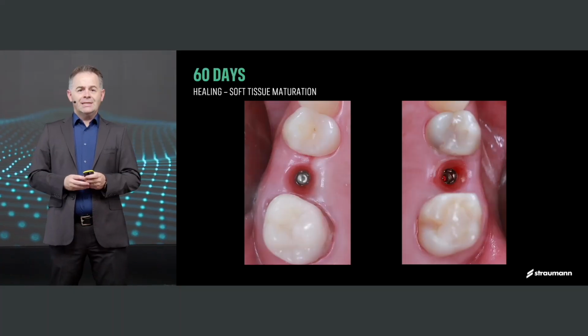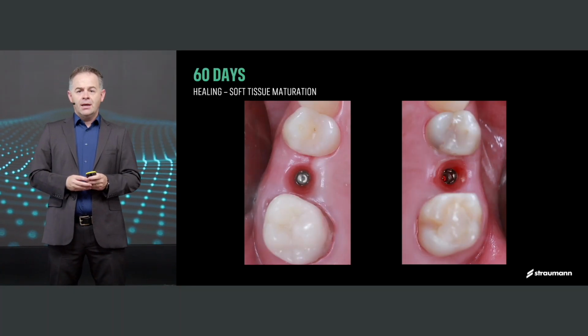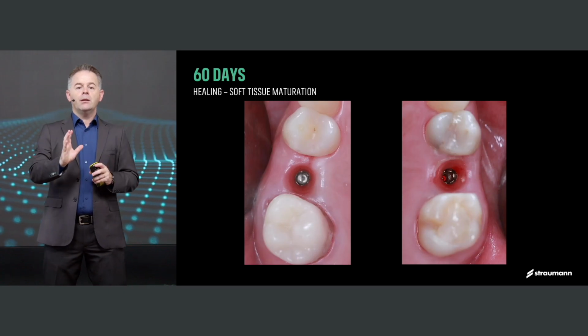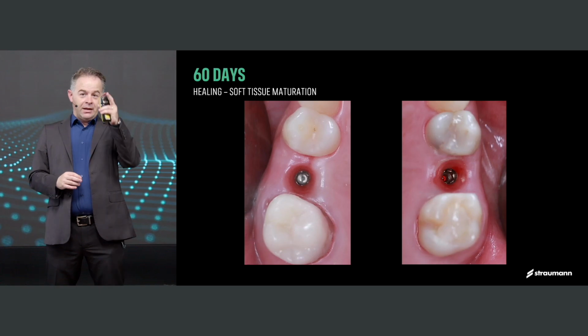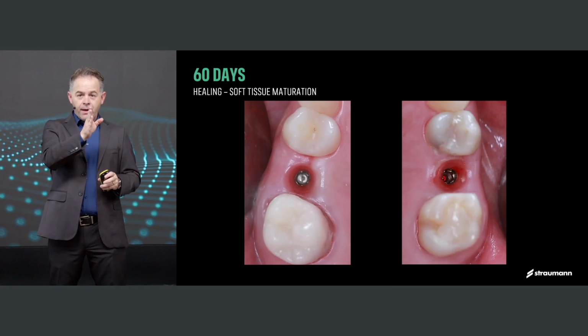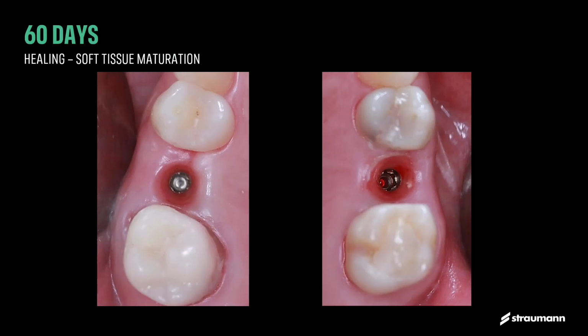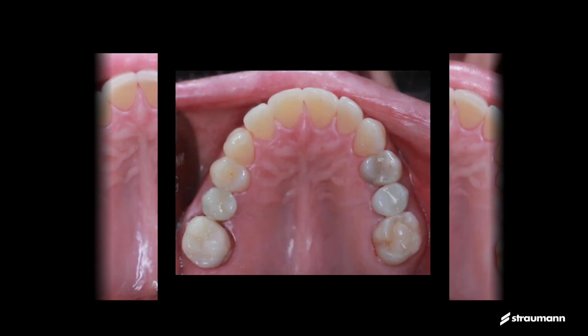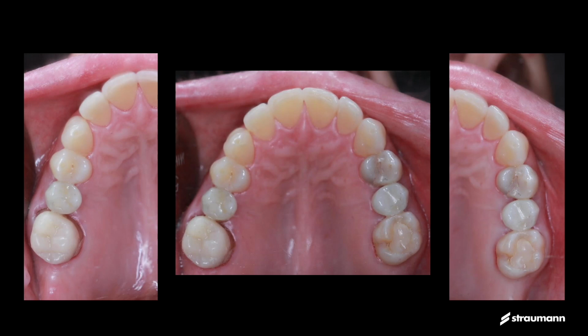So if we go 60 days healing, 8 weeks, this is the condition we see. We see tooth number 15. Remember, we made an incision and you still see the incision line there. But nevertheless, look how beautifully the emergence profile that was granted by the anatomic healing abutment already shapes, giving space for the final crowns to be seated.